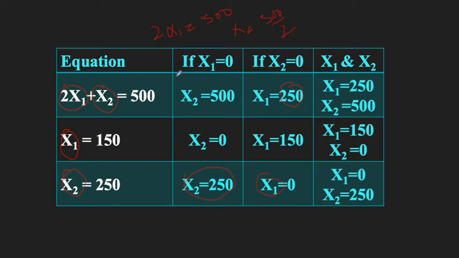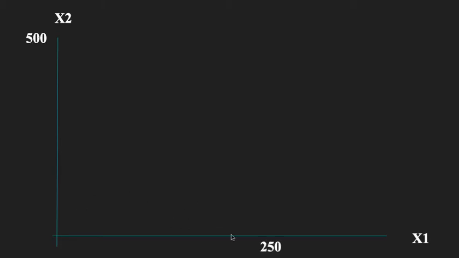Now what we are going to do, we are going to plot these values on the graph, right? Let us go for that. Now for example, if this is x1 here, this axis, and we have here x2, fine. Now in the first equation, if we see the x1 and x2 values, x1 is 250 and x2 is 500, right? So we are going to connect these 2 points here.